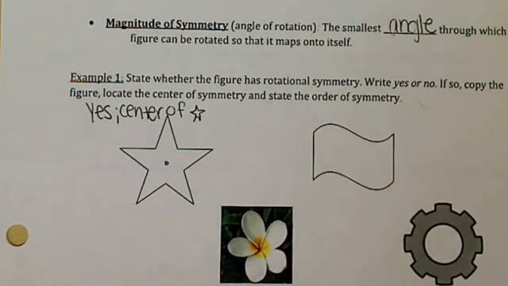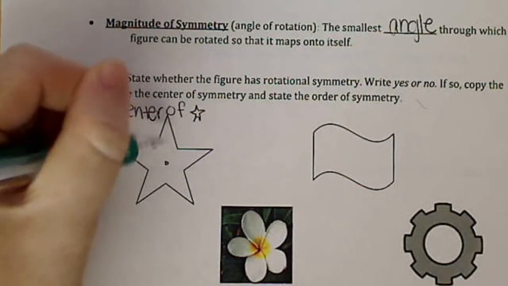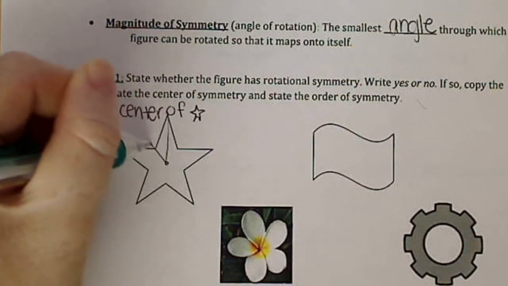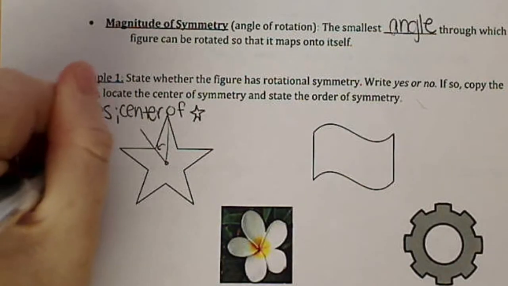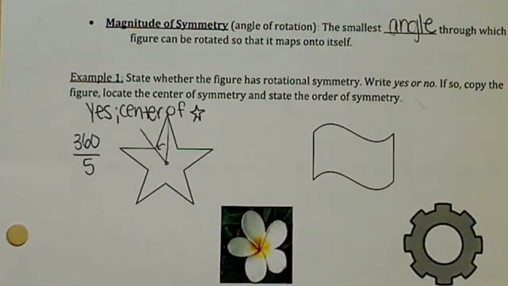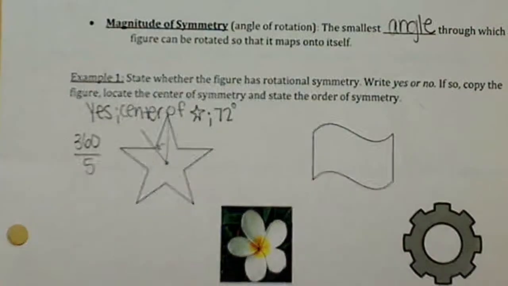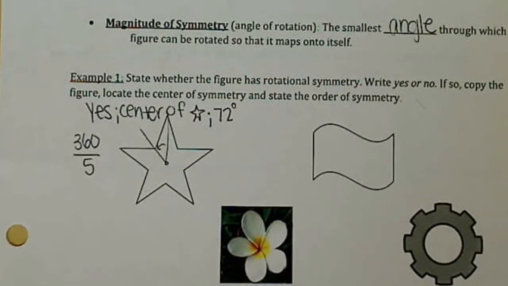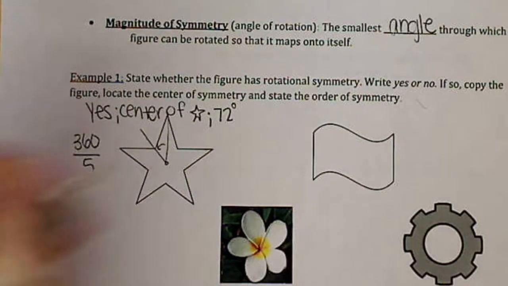Now the order. Well, we have here 1, 2, 3, 4, 5 points. So if I think about the order, I want to try to find this angle right here. So I need to divide 360 by 5. What is 360 divided by 5? It is 72 degrees. That is the magnitude. What is the order? The order is the number. So 1, 2, 3, 4, 5.